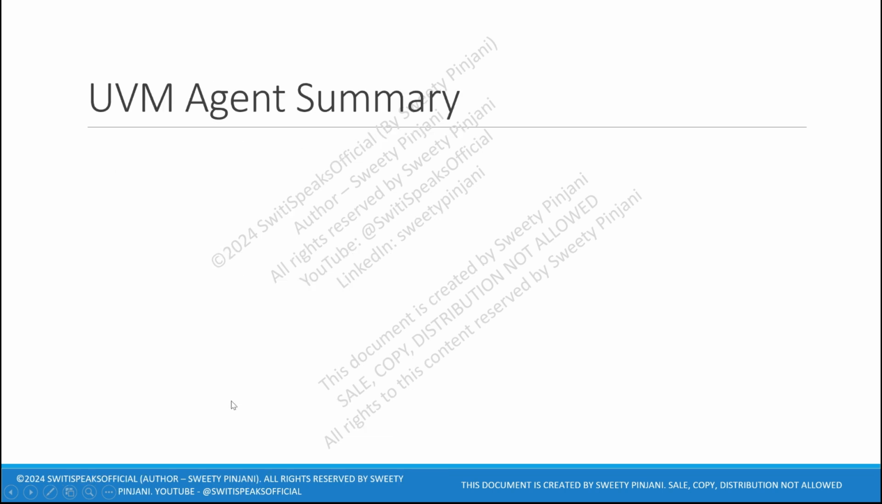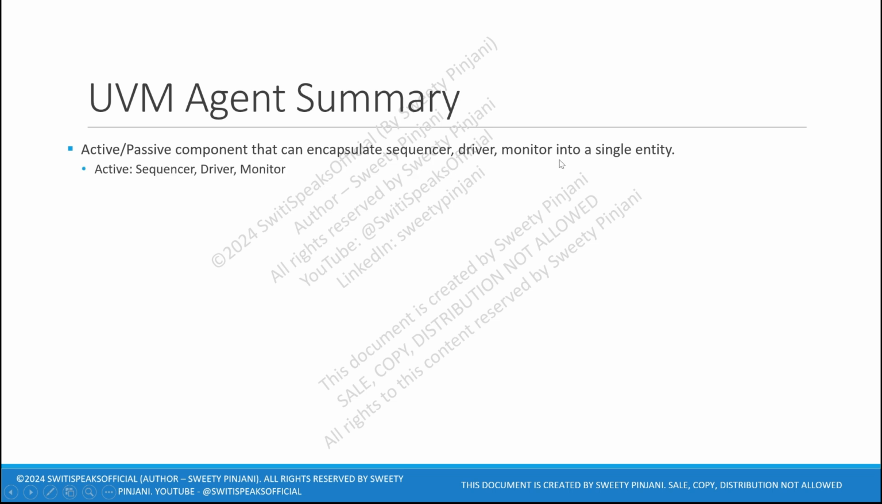Let us quickly summarize what we learned. We learned that agent is a component in UVM. It can be active or passive, and it can contain sequencer, driver, monitor into a single entity. Agent can be active, which will contain sequencer, driver, and monitor, and it can be passive, which will contain monitor only. How will you create the UVM agent?